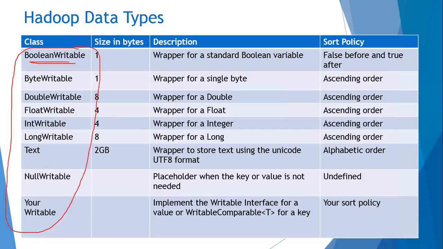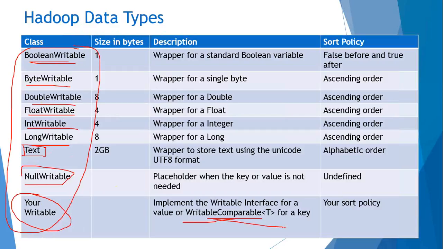So your Boolean is BooleanWritable in Hadoop, ByteWritable, DoubleWritable, FloatWritable, IntWritable, LongWritable. Text is your kind of text, long strings, NullWritable, and you can definitely create your own. Everything is configured in this. You can create your own writables, and your keys are comparable as well. Again, you understand comparable and comparator kind of things. If not, just ping me right away.